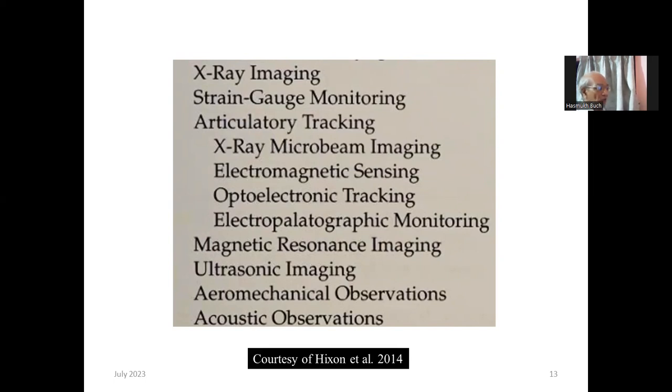Then MRI, ultrasonic imaging, aeromechanical observation, acoustic observation. Acoustic. Now, hearing and speech are interrelated. The time we start learning speaking, a child, for example, sees others speak, hears others speak. So that is how one learns speaking, isn't it? And so the auditory nerve, the eighth nerve, is very important here. And even the second nerve, because you observe others speaking.